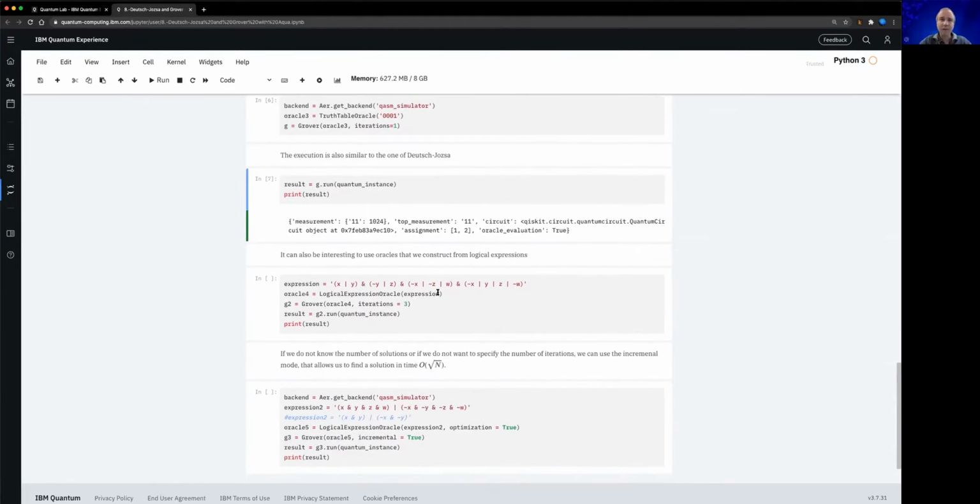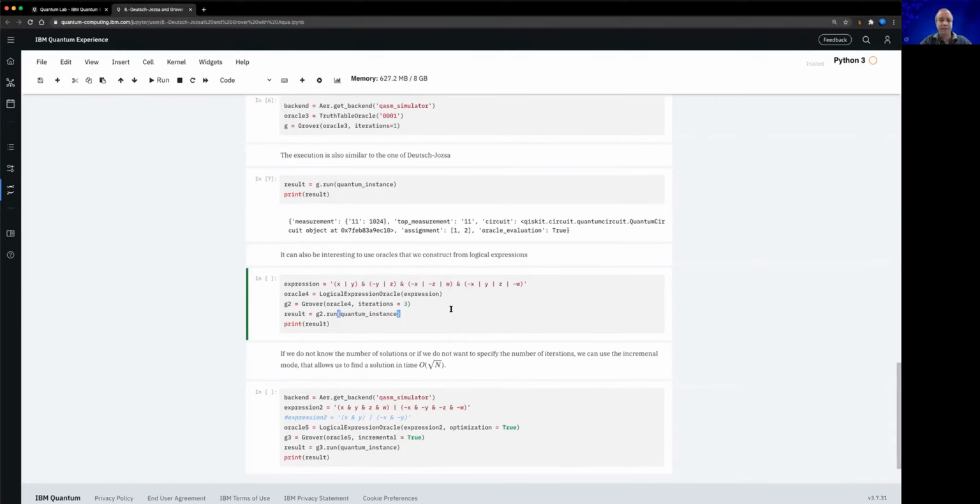Another thing that I can do with these functions implemented in Aqua is to define the oracles in a more comfortable way, one which is more similar to how we write functions or logical expressions in classical logic. So for instance, here I can write this expression, which is the OR of X and Y, and the negation and Y or Z, and so on.